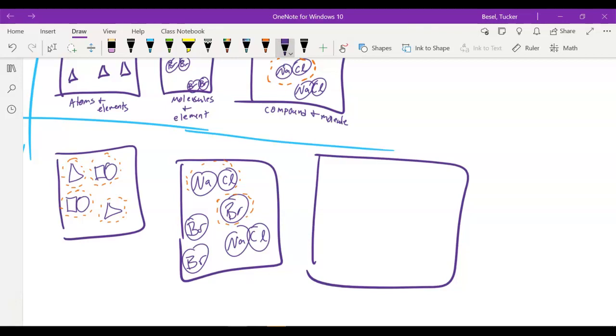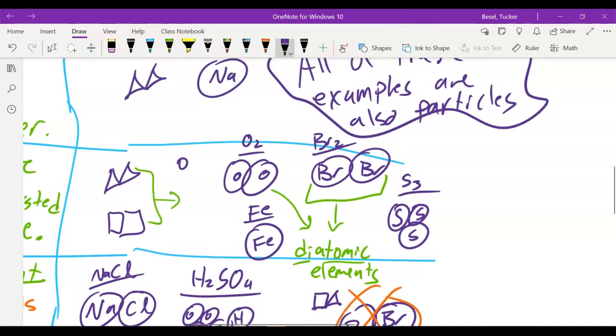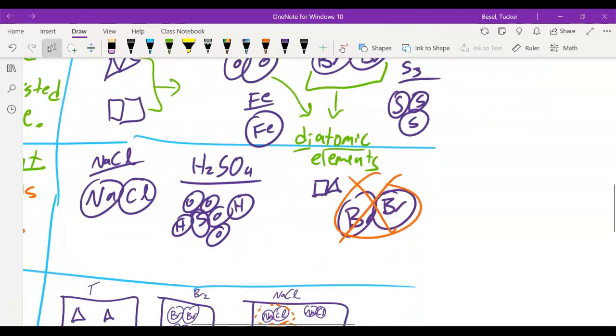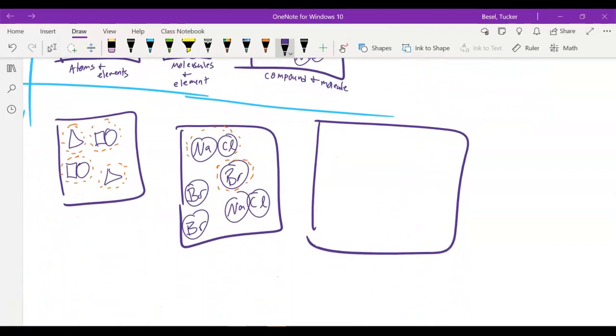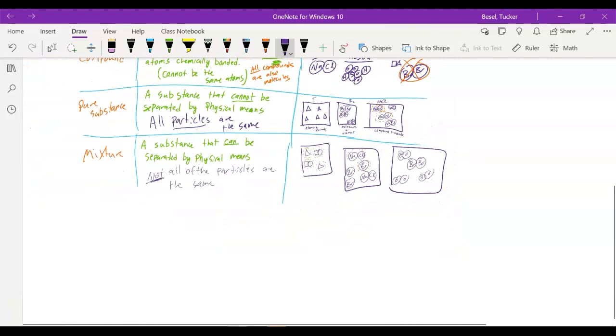Let's choose one from before. Let's say O2 and Br2. If I ended here, it would be a pure substance. If I ended here, it would be a pure substance, but now it's a mixture because I've got some O2 and I've got some Br2 that's in this mixture. So there you go. There you have it.